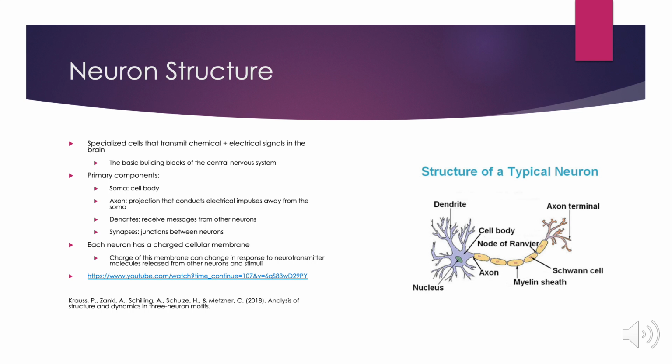The soma contains the nucleus, which contains the DNA, or genetic material of the cell. The soma takes all the information from the dendrites and puts it together in an area called the axon hillock. If the signal coming from the dendrites is strong enough, then a signal is sent to the next part of the neuron, which is called the axon. At this point, the signal is called an action potential.